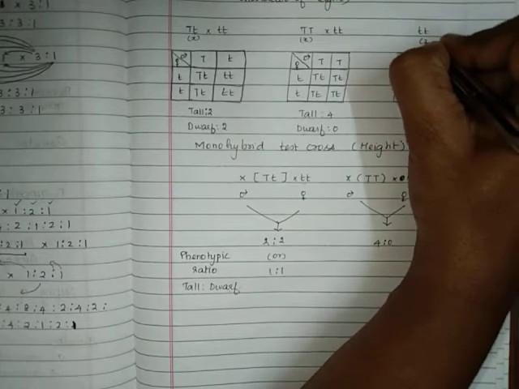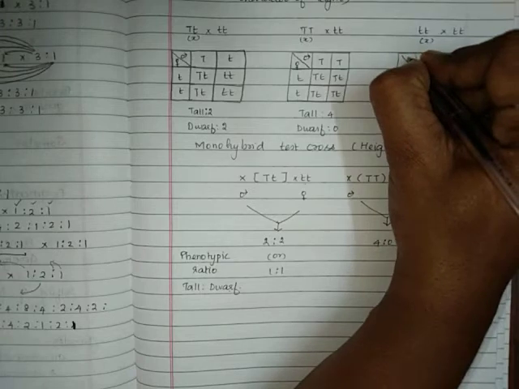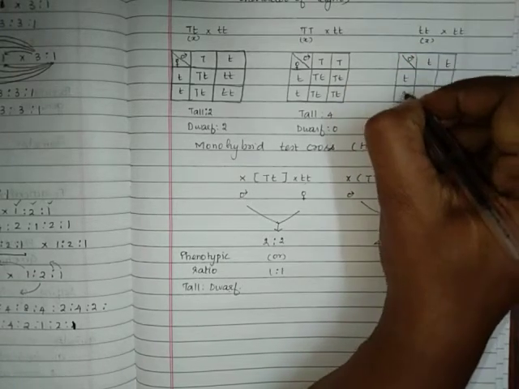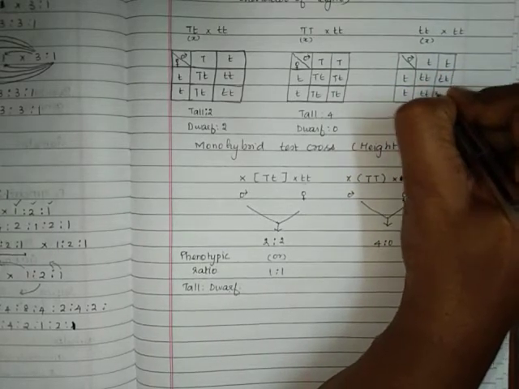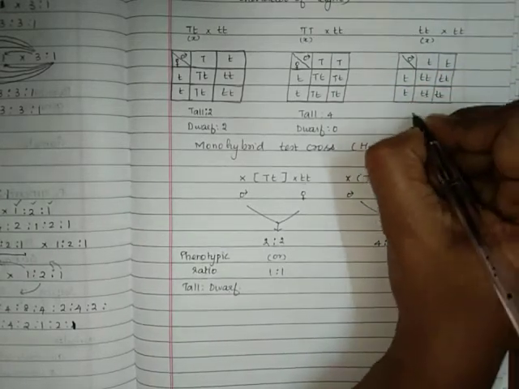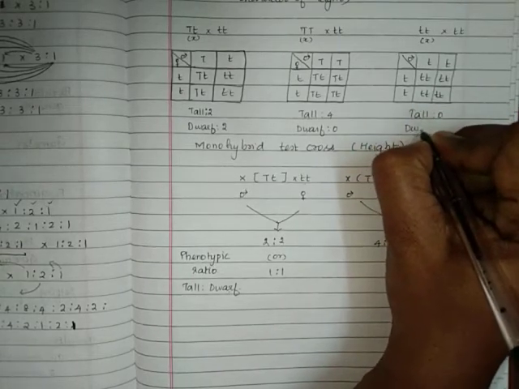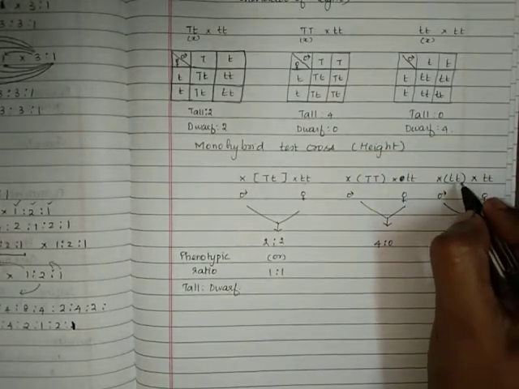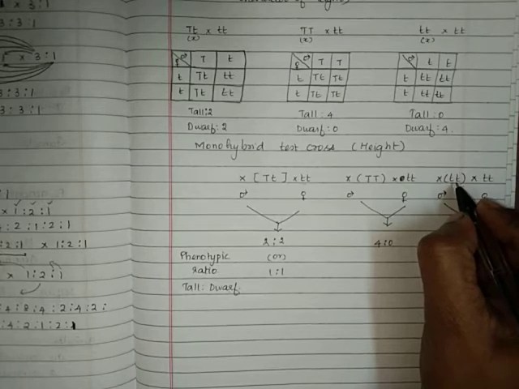Similarly, if this is X crossed with homozygous recessive, so the male we consider is X, homozygous recessive, and the female is homozygous recessive. So all are going to be dwarf plants. So this is tall, there is going to be 0, and dwarf plants there are going to be 4. So 0:4 means the genotype of the unknown plant is going to be homozygous recessive.